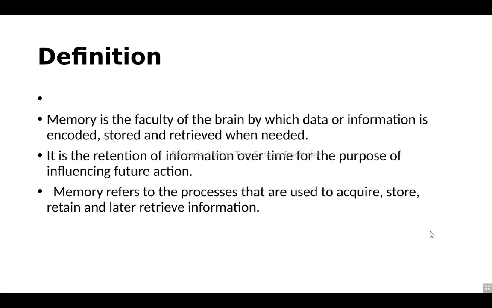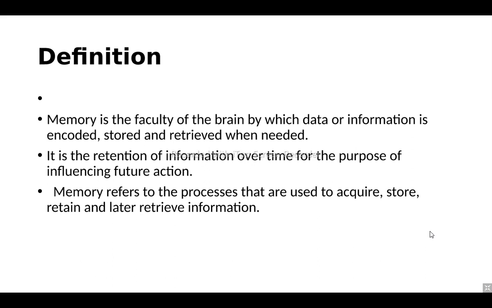The process of retrieving is like when you now want to explain what you saw or to explain what you know about something. That is the process of retrieving. So memory is about the retention of information over time for the purposes of influencing future action. In other words, you can store information and use it later on to do other things informed by that information that you had stored.